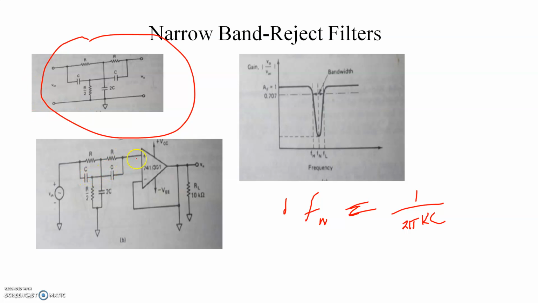The circuit symbol of the notch filter or narrow band reject filter is shown here. Here we can see the twin T network. The first network consists of resistors R and R, and capacitor 2C. The second network consists of two capacitors C and resistor R by 2. And its frequency response is shown here. This center frequency is called the notch out frequency, and it is given as Fn equal to 1 by 2 pi RC.